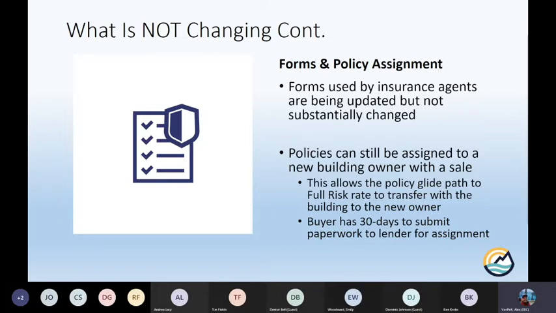The buyer also now has 30 days to submit the paperwork to the lender for that assignment. Before, you had to have that paperwork at closing. Now they're going to give you a 30-day grace period. If you don't, you go straight to paying full risk rate. But we'll talk about more of that later.